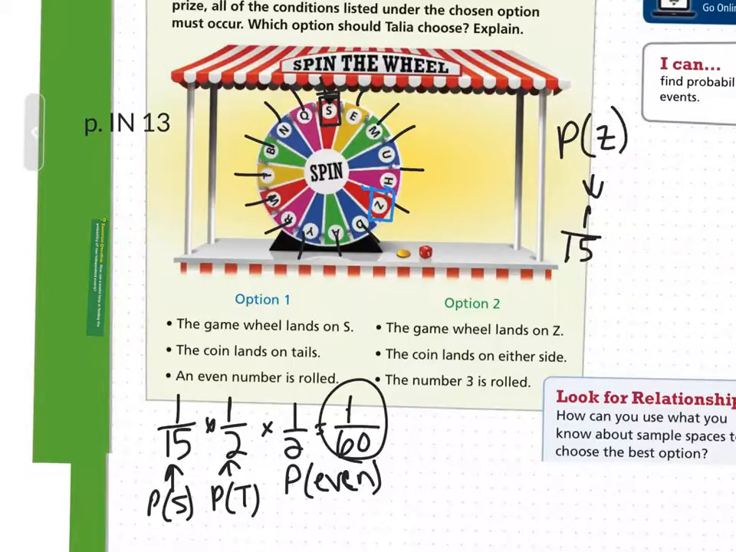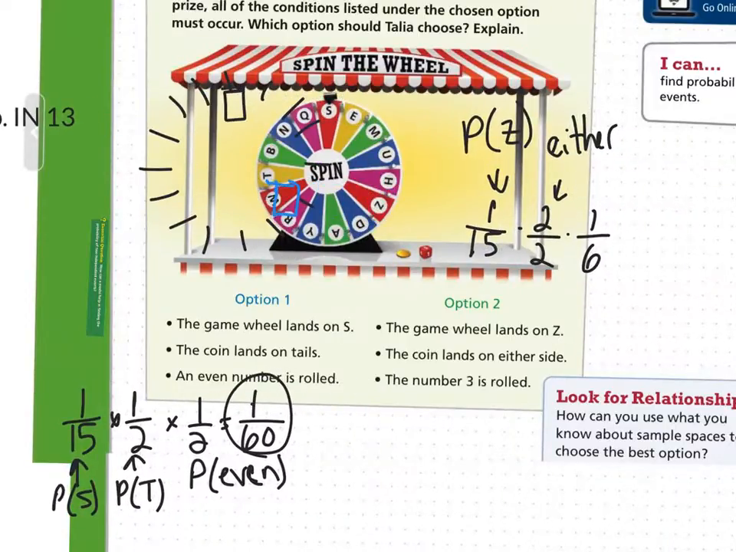It says the coin lands on either side. That's not going to lessen our chances at all. You could say it's a 2 out of 2 chance if you wanted to, but it's not really going to change anything. 2/2 is the same as 1. Multiplied by 1 doesn't change anything. And then a number 3 is rolled. So the number 3 on a regular number cube, 1 out of 6 sides have the number 3 on them.